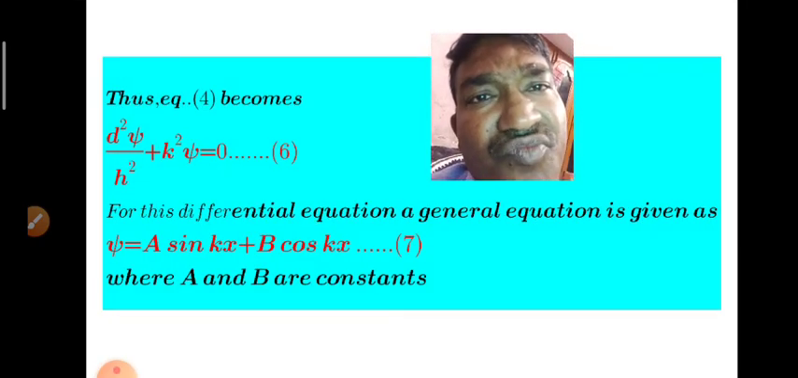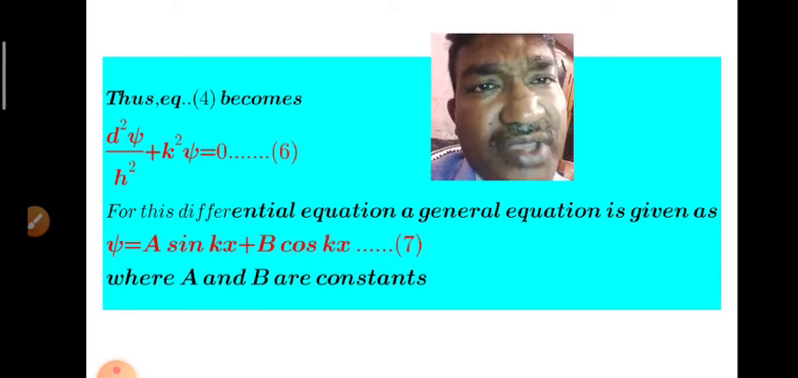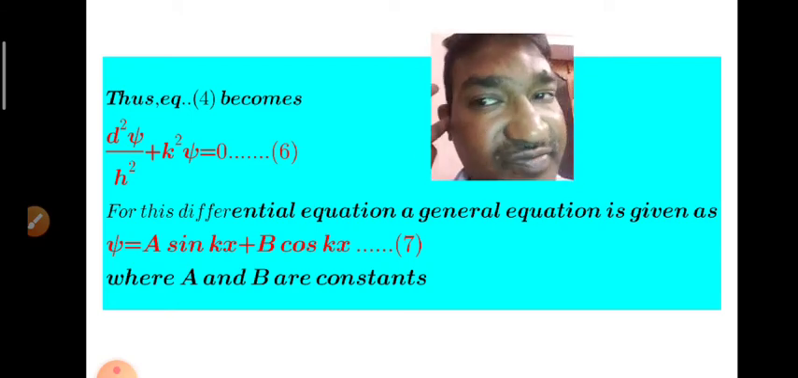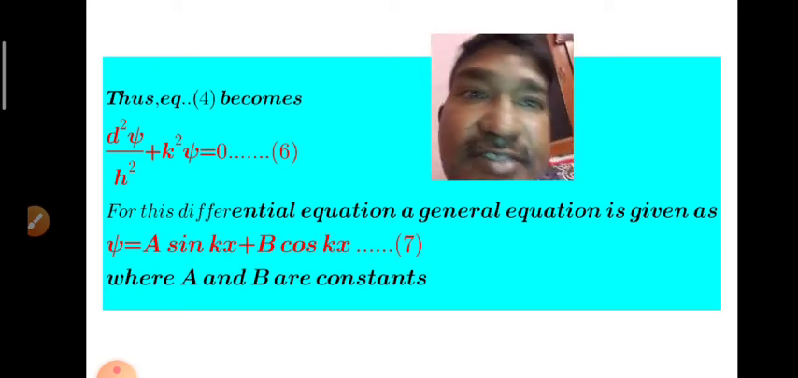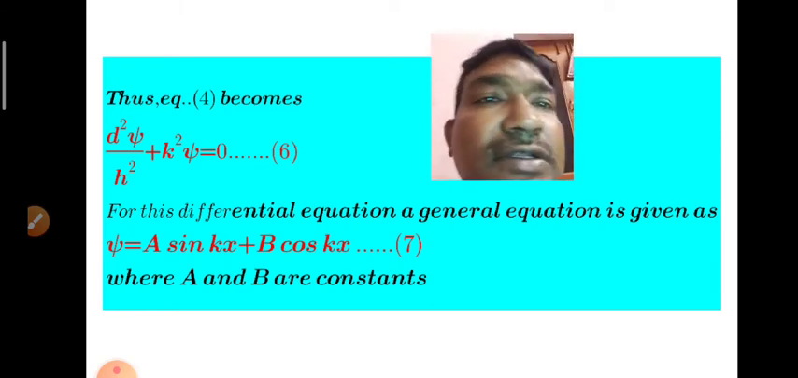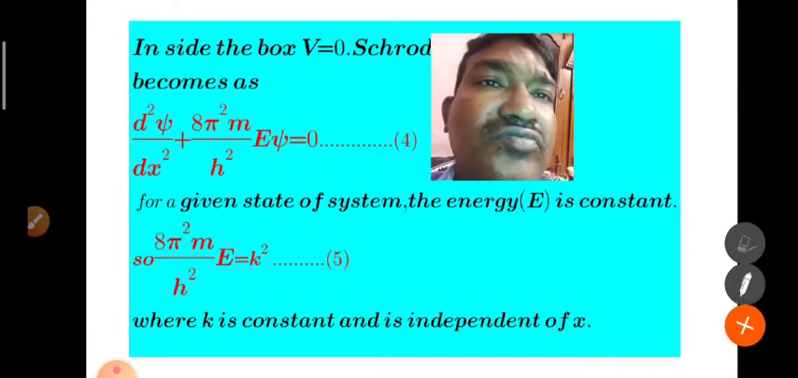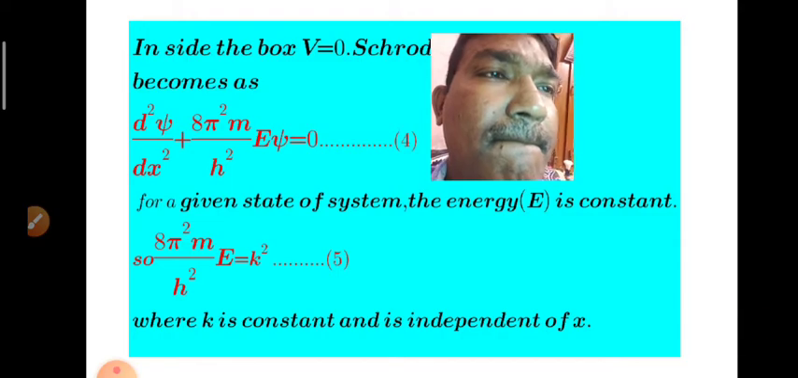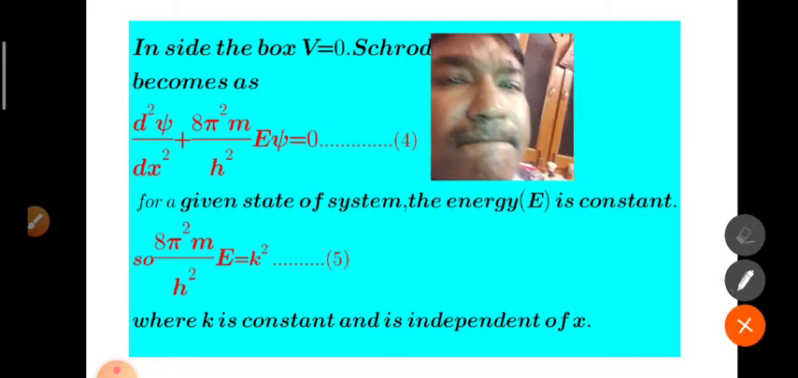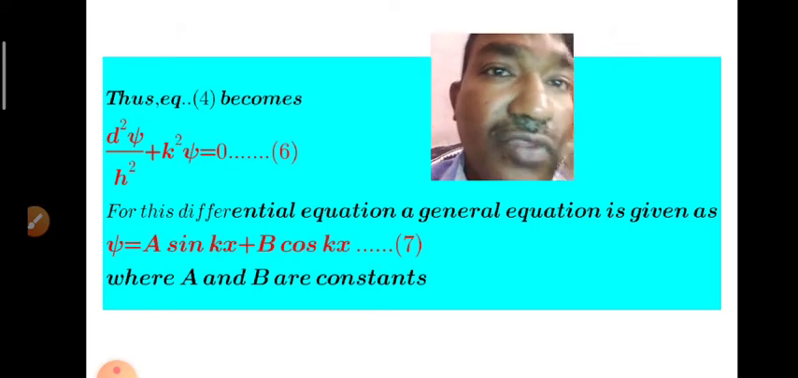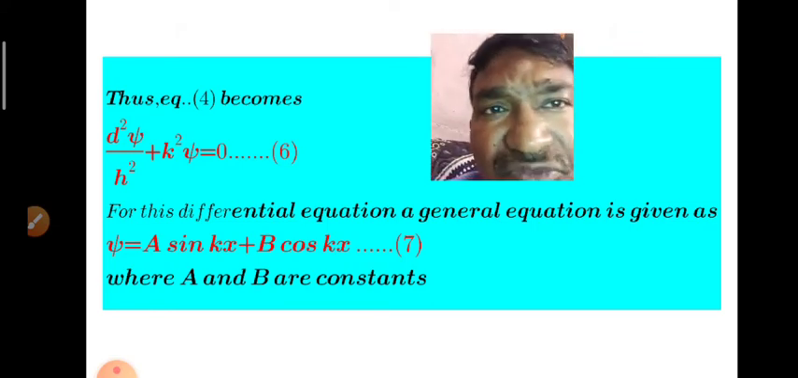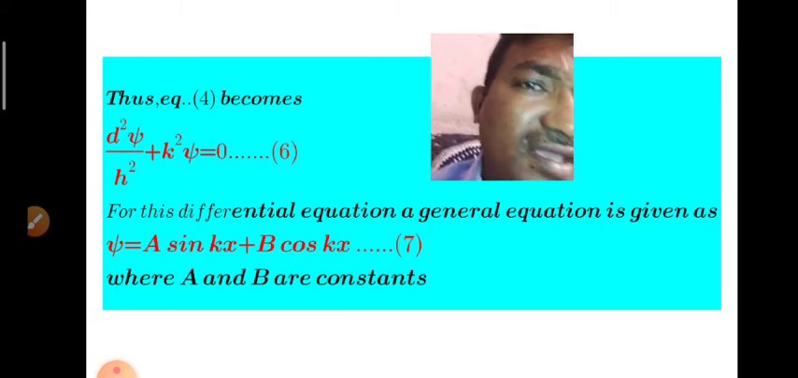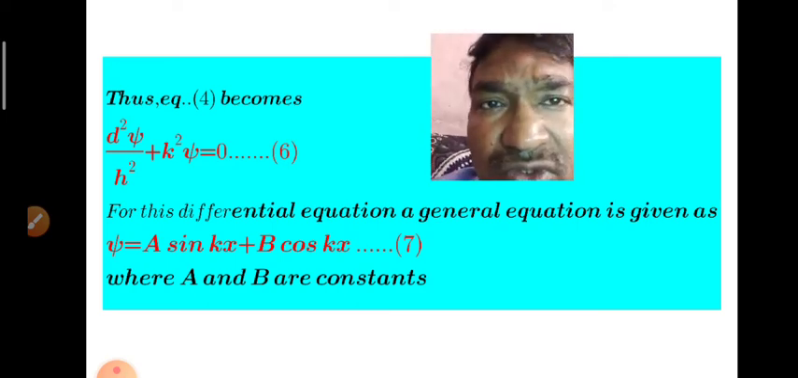As a result, equation 4 becomes d square psi upon dx square plus k square psi is equal to 0. We consider it as equation 6. Now equation 4 changes into equation 6, that is d square psi upon dx square plus k square psi is equal to 0.